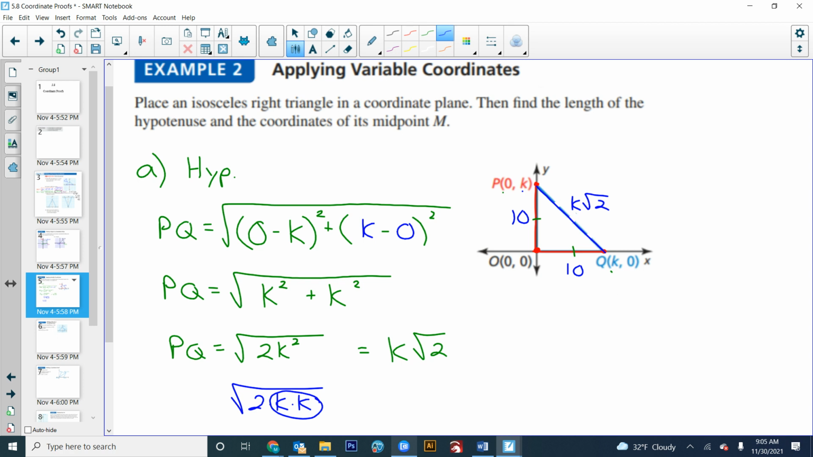Did you already do that? Radical 2 is 1.41. Preston, you got this? Okay. So if this is 10 and I say 10 radical 2, that's one way to write it. Isn't 10 radical 2 10 times 1.41? Isn't it 14.1? So this hypotenuse in that situation would be 14.1.